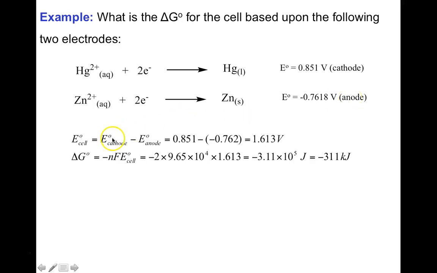My cell potential is always cathode minus anode, and in this case that works out to be 1.613 volts. How many electrons are being transferred? It's kind of easy to detect that. It's going to be 2 electrons, so my n is 2. Faraday's constant multiplied by my cell potential, and I get a bigger negative number in this case, minus 3.11 times 10 to the 5 coulomb volts or joules, and that's equivalent to minus 311 kilojoules.